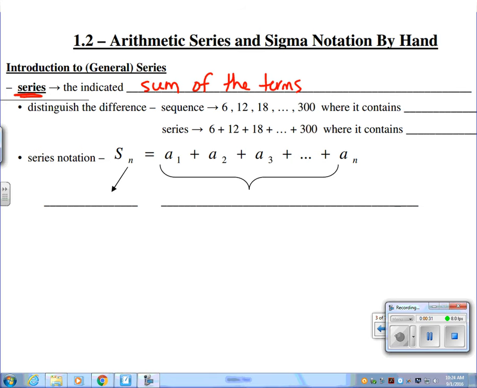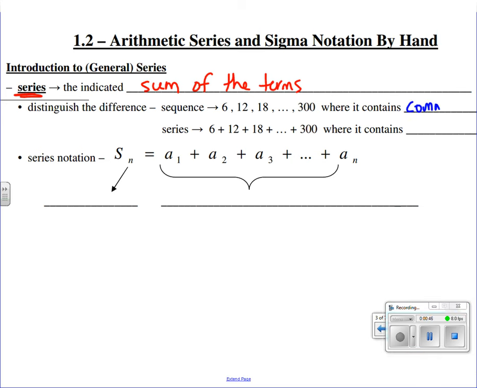So the difference between a sequence and a series. Do you see the difference? Anybody see the difference between the two? One has one thing, one has another. Very good. Good job, Keelan. So this one contains commas. So a sequence is just a list, whereas when it says series, it actually wants you to add them up. So it has plus signs.